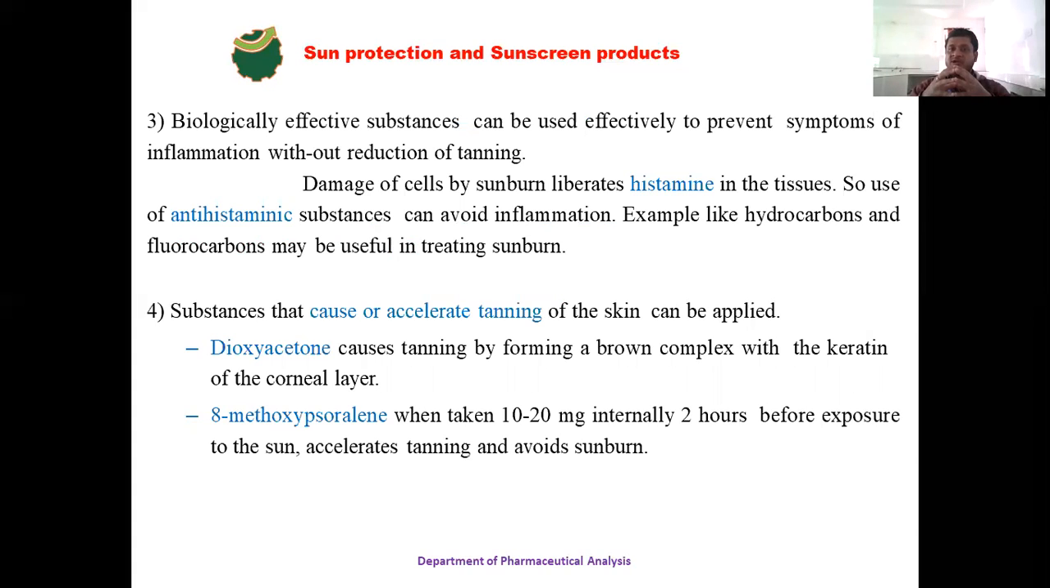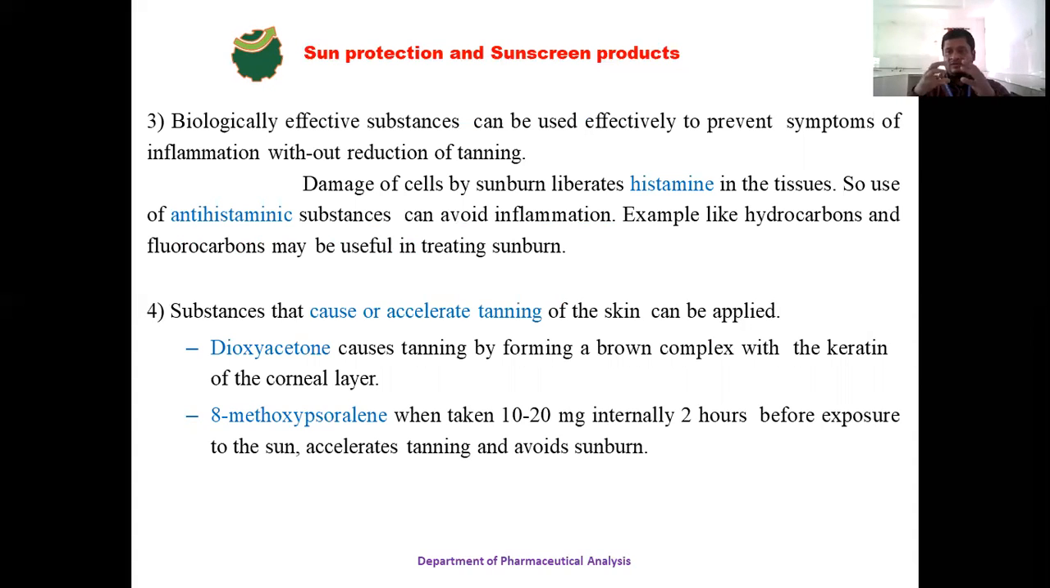Okay, so that sunburn will liberate histamine, and it causes inflammation. So after that we have to use some antihistamines to avoid those inflammations. Examples are various hydrocarbons or fluorocarbons, to treat that sunburn.